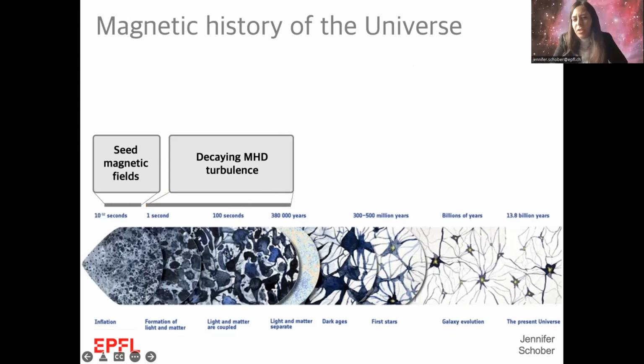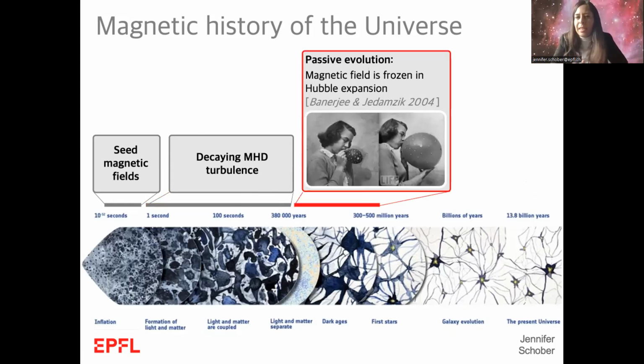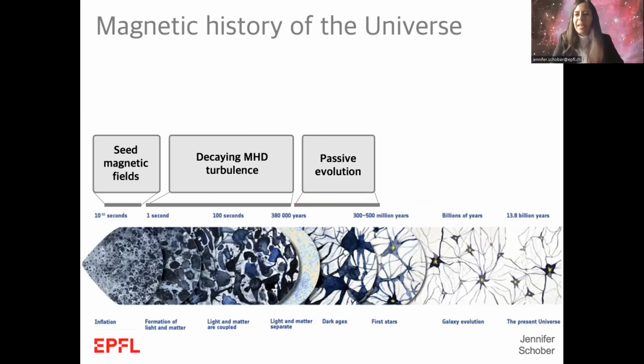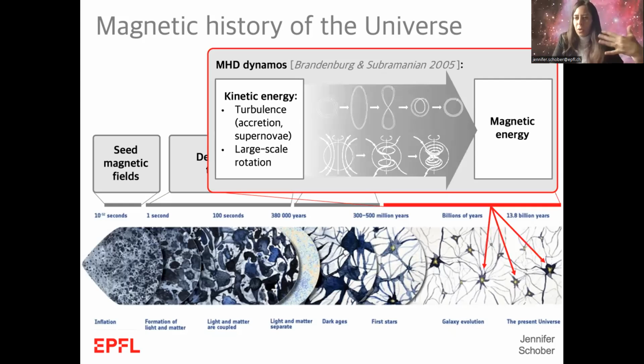This decaying MHD turbulence, so this evolution of these primordial magnetic fields, comes to an end when we reach the time of recombination. Then the plasma suddenly transitioned into a neutral state. After that, we just have a passive evolution of this primordial magnetic field. It's just frozen into the Hubble expansion of space. And not much interesting evolution is happening until cosmological structure formation sets in in the densest regions of the universe.